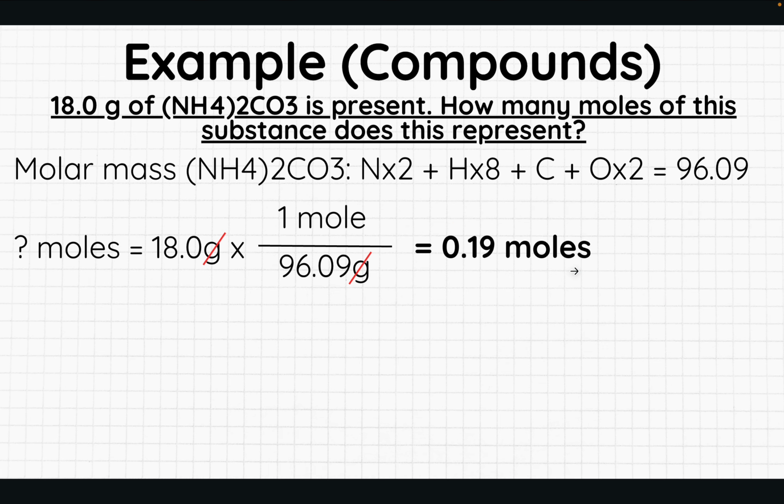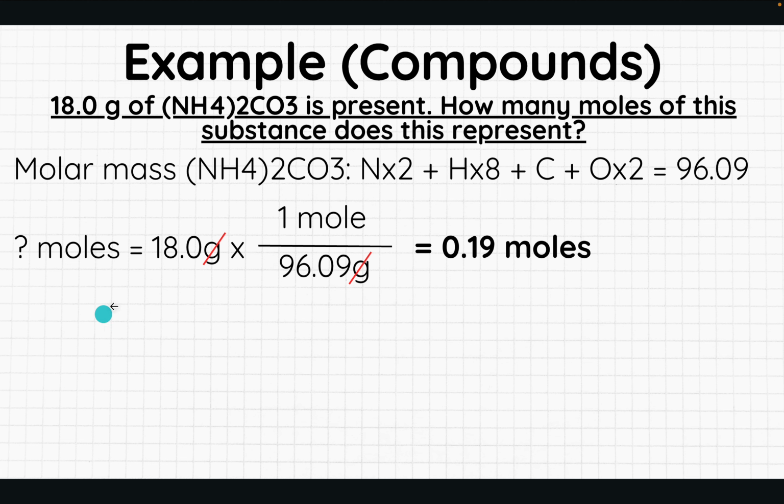Let's do compounds now. 18.0 grams of (NH4)2CO3 is present. How many moles of this substance does this represent? By the way, this 4 and 2 are subscripts. So the molar mass of this is equal to N times 2. Remember, the 2 distributes into here and here. So N times 2 plus H times 8 plus C plus O times 3. So basically, this is molar mass N, molar mass H, molar mass C, molar mass oxygen, which equates to 96.09.